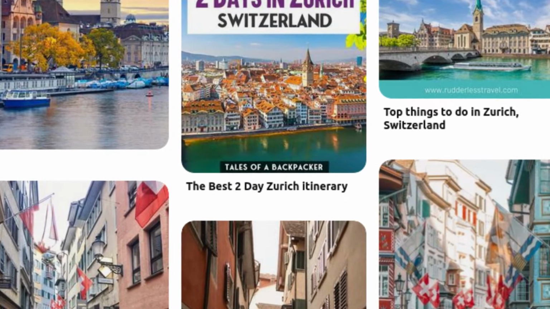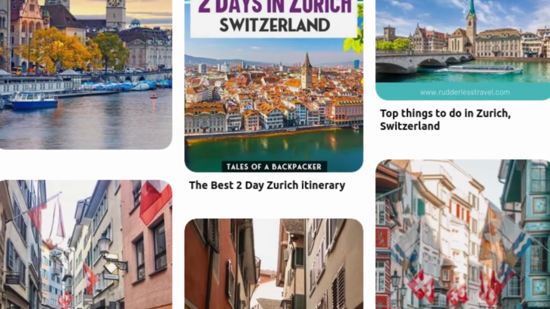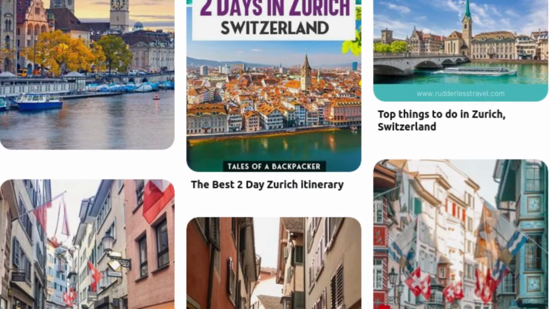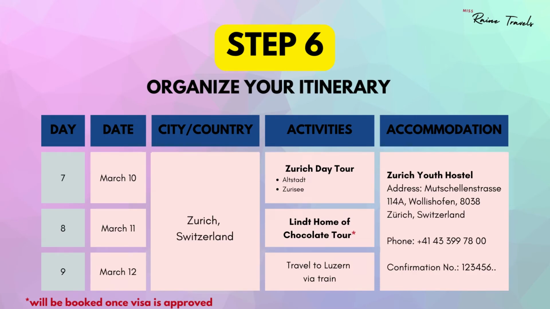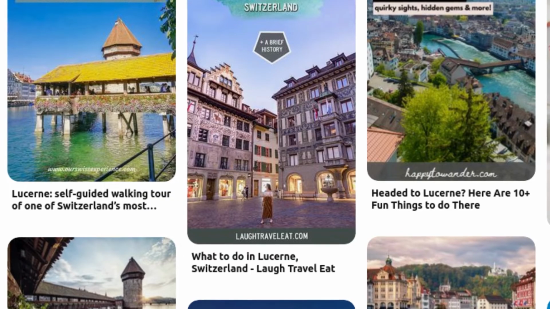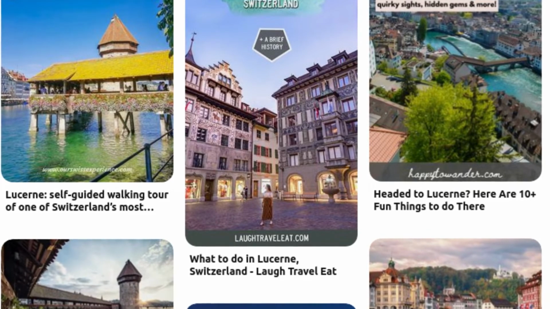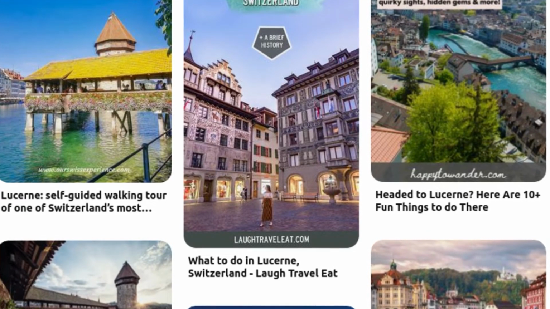So the next stop would be Zurich, Switzerland. The first day, on the 10th, would be a day tour. The second day would be a tour of the Lindt Home of Chocolate. And of course, on the 12th, we'll be going to Lucerne. The trip from Zurich to Lucerne may last for an hour depending on your train, whether it's a non-stop train or a train with several transfers. If it's a non-stop train, usually it's just 40 to 50 minutes.